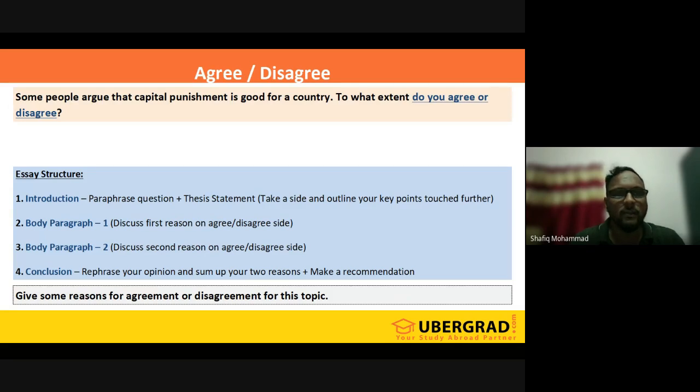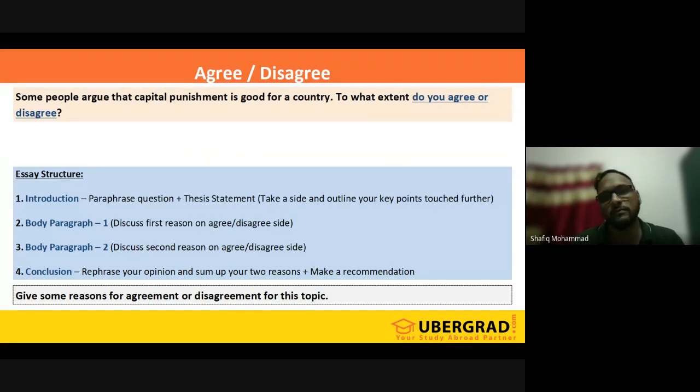So the argument here is, some people argue that capital punishment is good for a country. To what extent do you agree or disagree? If it says, please write both the advantages and disadvantages of it, then you won't have your opinion here. But at the end of the day, whatever knowledge you have, you're going to write. But here in the thesis statement, you're not going to write according to me, in my opinion. Even if you want to write, you can write it.